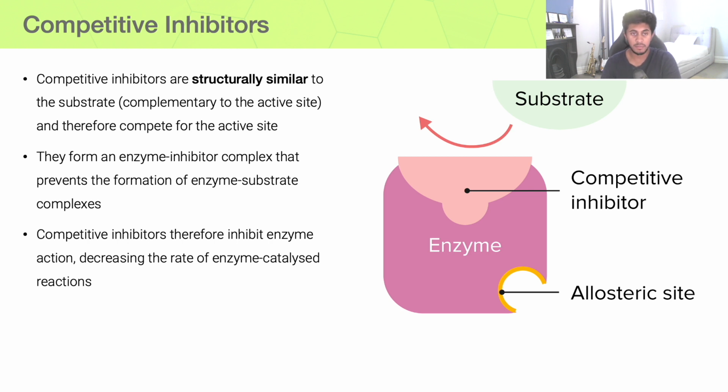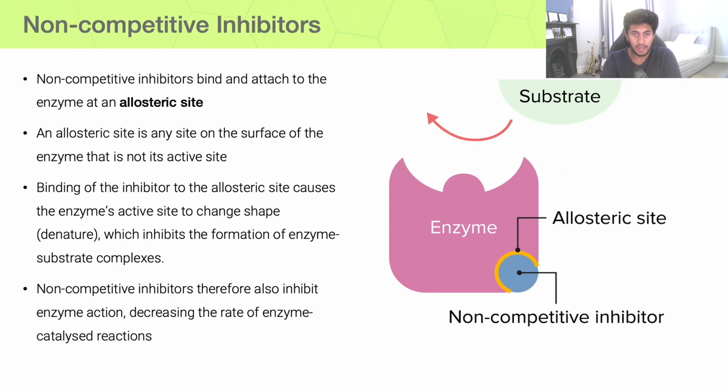So competitive inhibitors are structurally similar to the substrate. In other words, they're complementary to the active site. And because of this, they compete with the substrate for the active site. They form what's known as an enzyme-inhibitor complex that prevents the formation of enzyme-substrate complexes. So because of this, competitive inhibitors inhibit enzyme action and therefore decrease the rate of enzyme-catalyzed reactions. This diagram here explains it pretty well, and you just need to know that the inhibitor occupies the active site because of a similar shape to the substrate.